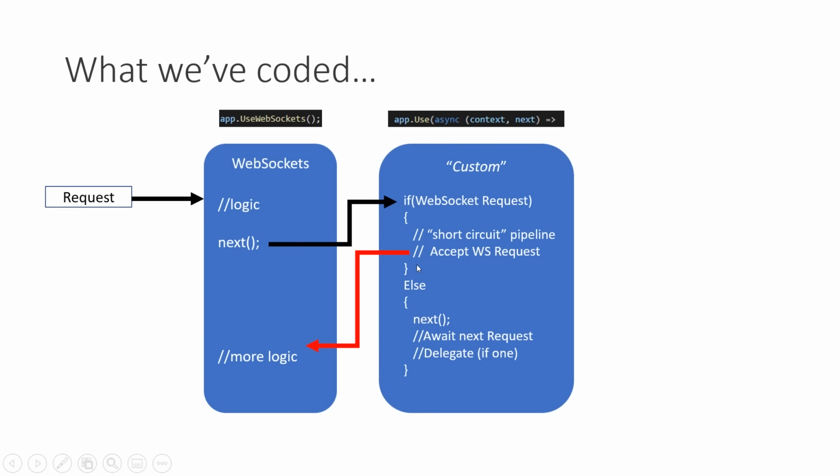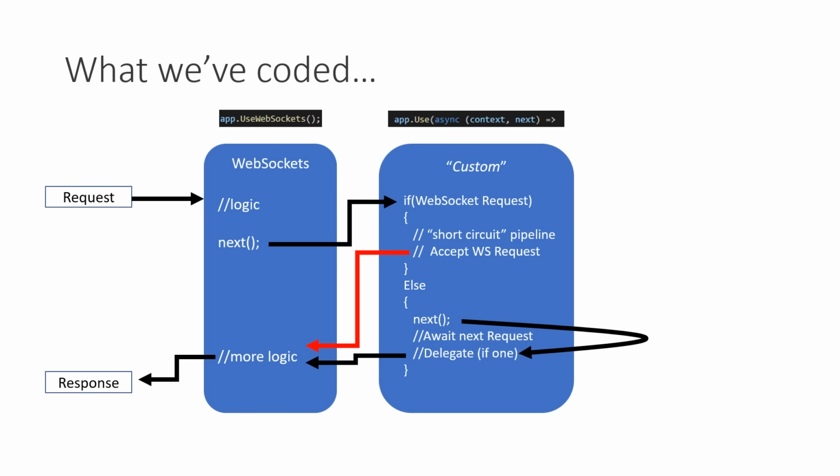So when we say short circuiting, this piece of custom middleware or request delegate has short circuited the pipeline and returns us back through it. If it isn't a WebSocket request, then we come into the else statement and we await the next request delegate in the pipeline. And it just so happens, I've just put the arrow coming in and back out again, there isn't one. And then we just come back through the pipeline. So you have logic before and logic after you propagate through the pipeline, and then you get your response.